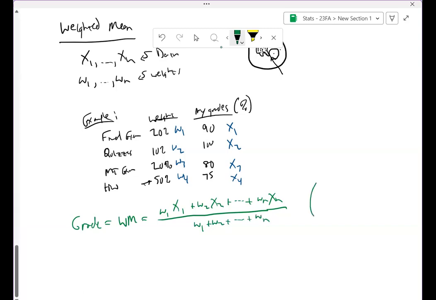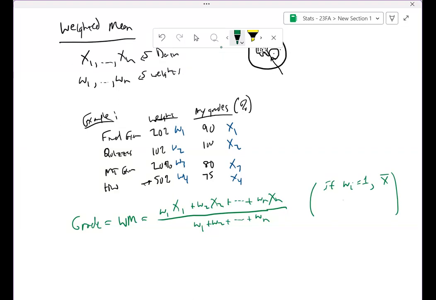Now, something to notice is if all of the weights are equal to 1, we just get x bar back. In the denominator, we get n, because we're adding 1 to itself n times. And in the numerator, we just get x1 plus x2 out through plus xn.